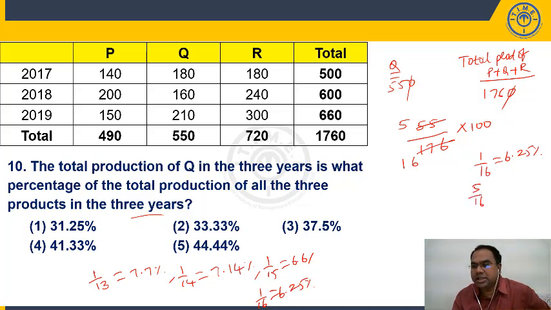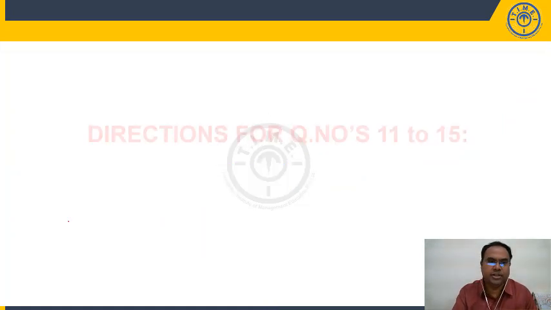We want 5 by 16. So obviously 6.25 into 5, 31.25 percentage. It is present in the first option, 31.25 percentage.